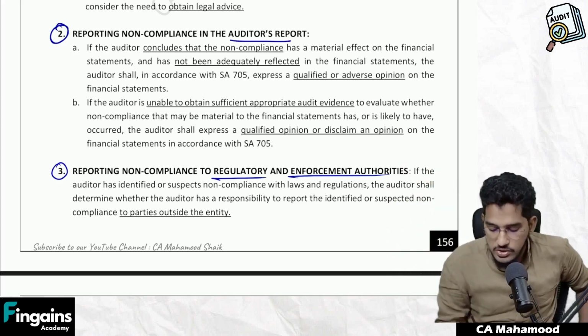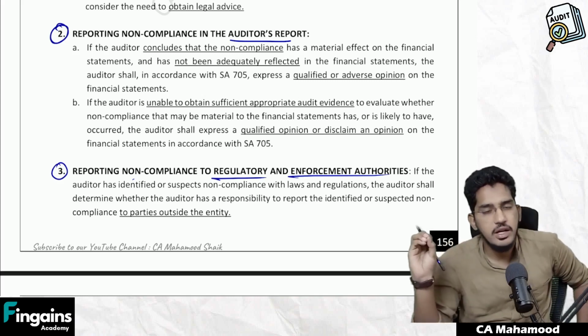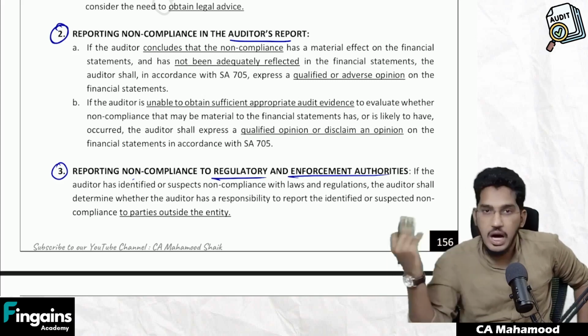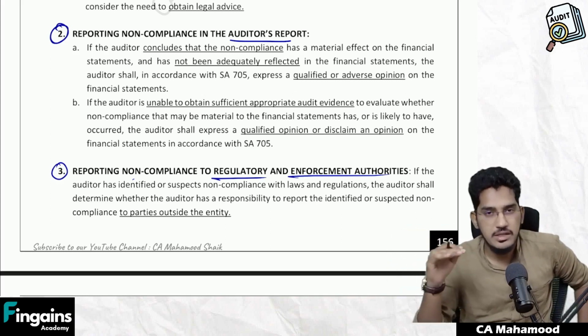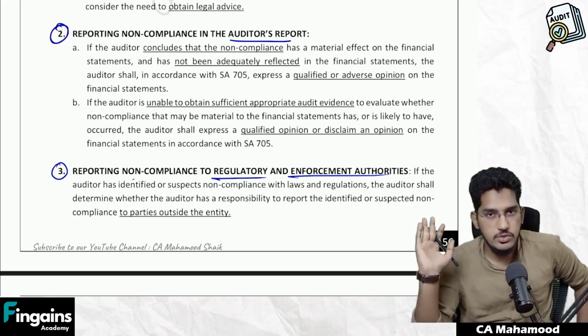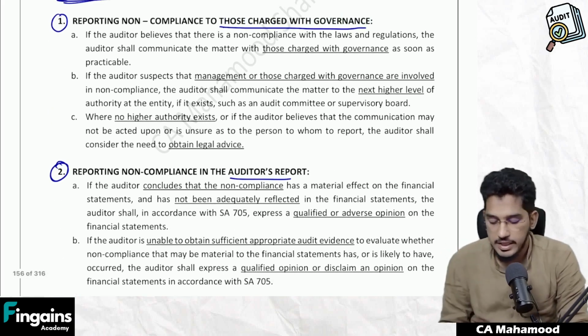And in some cases, you are required to report non-compliances to relevant regulatory and enforcement authorities also, like RBI in case of banks, or ROC in the case of companies. In some cases, you are required to report the non-compliance to regulatory and licensing authorities also. Let us understand each and every reporting requirement in a detailed manner.